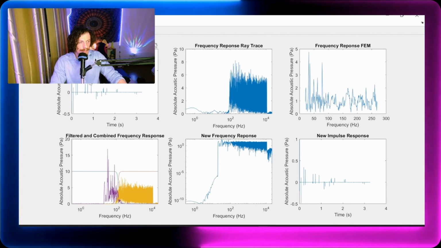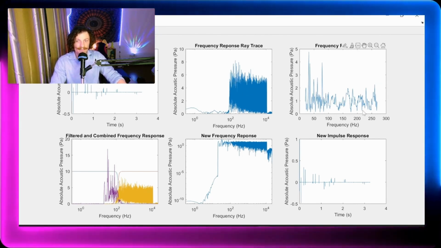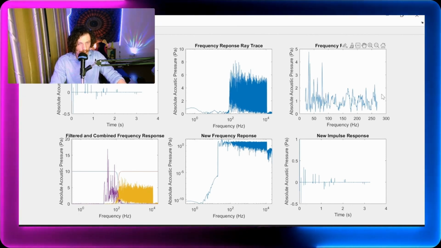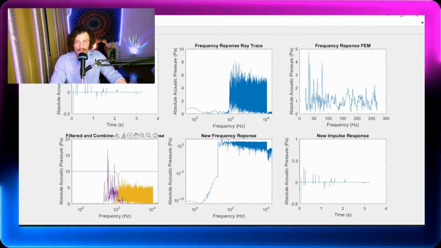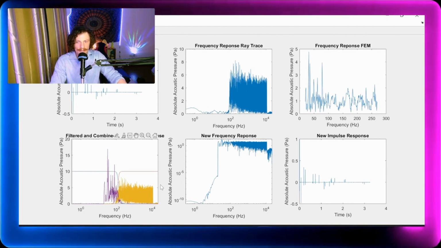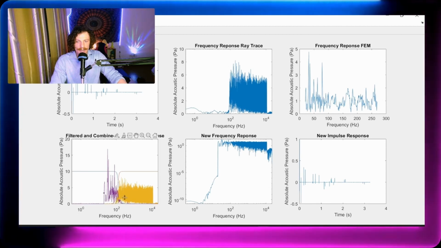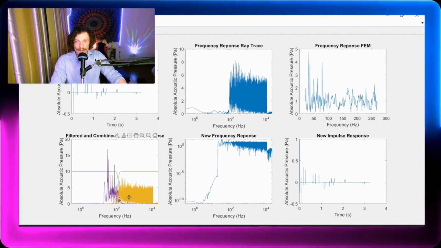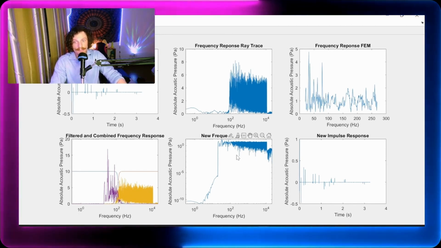Here we've got the original impulse you saw. There's its frequency response. There's the FEM frequency response. And then I've used two Butterworth filters, a low pass and a high pass, to add the two frequency responses together. So then we get our new frequency response.